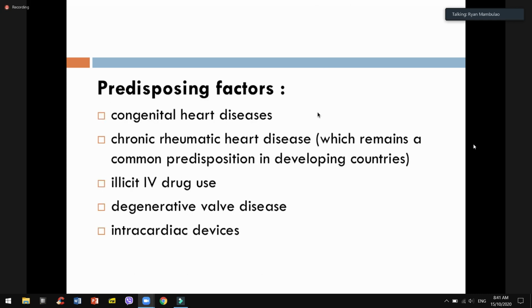Okay? Predisposing factors, if there is a congenital heart disease like PDA or defect, ASD, they are a high risk of endocarditis. Rheumatic heart disease, illicit IV drug user, degenerative valve disease, let's say aortic valve stenosis from calcifications because of aging, or ito increasing to ngayon, yung intracardiac devices because mas marami na yung nakaka-afford maglagay ng pacemaker or ICD and the risk for infection is now increasing.